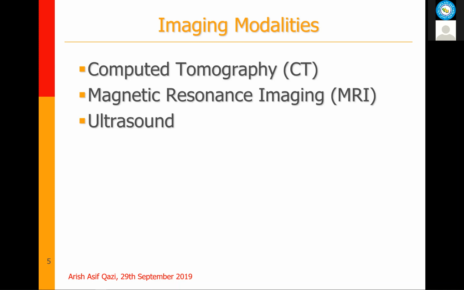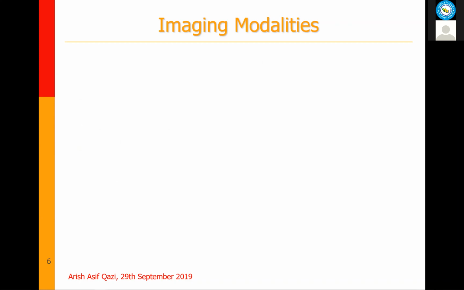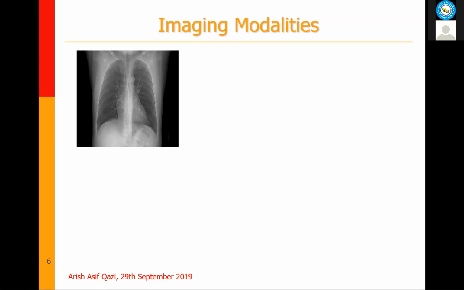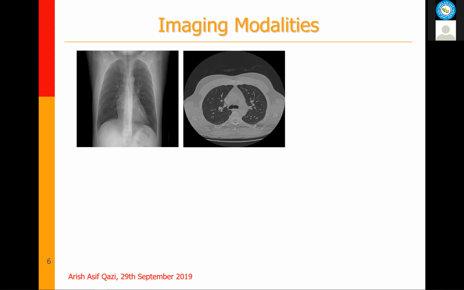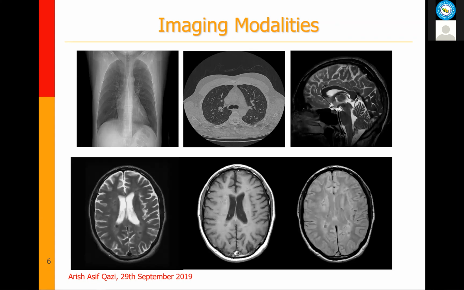Then we have ultrasound, which uses sound waves, and it's a very common imaging technique, prominently for monitoring fetal growth. Then we have PET and SPECT. PET is positron emission tomography, and SPECT is single photon emission computed tomography. They're both based on the CT technique. However, they rely on a radioactive tracer being injected into the human body. So let's look at some of the images. This is an X-ray image of the thorax region. This is a CT image of the thorax, and these are MR images of the brain.